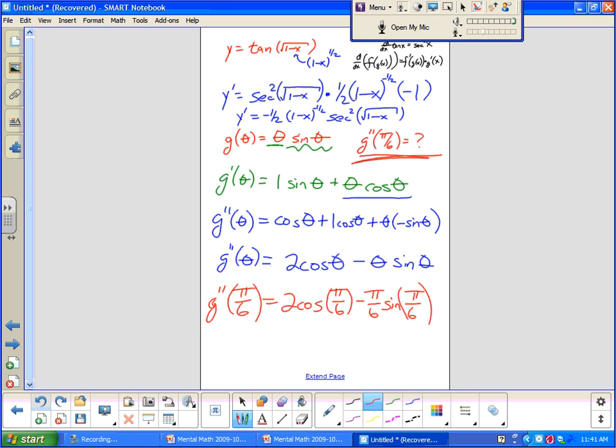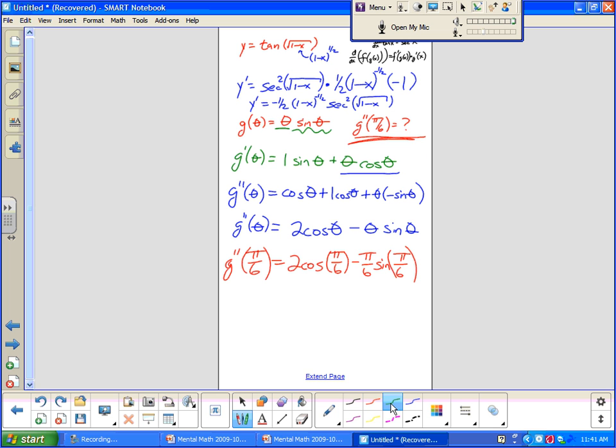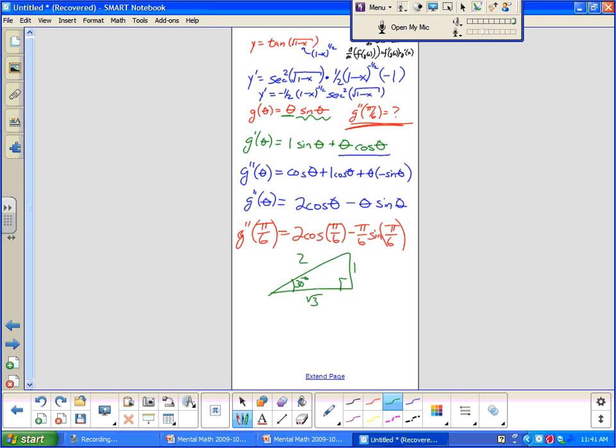All right. Now listen. You can use your calculators tomorrow, but very shortly I'm going to have a no calculator test on stuff like this. So this is one we should know. Pi over 6 is 30 degrees. Do we all agree? Because 180 divided by 6, pi radians is 180 degrees. So I can do this out exactly. 2 times cosine of pi over 6, which is square root of 3 over 2, minus pi over 6 times sine, which is 1/2.